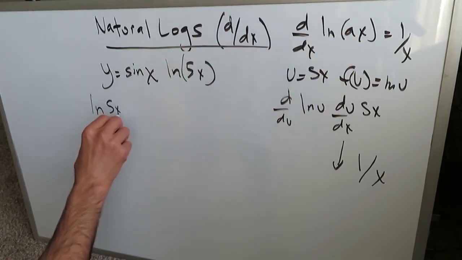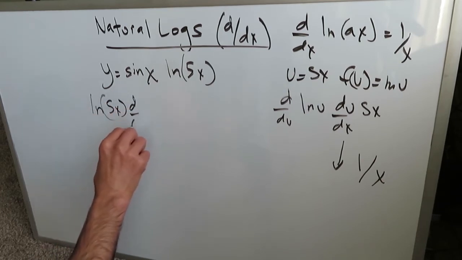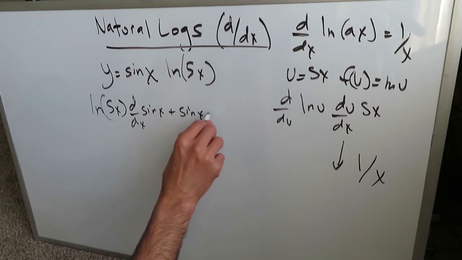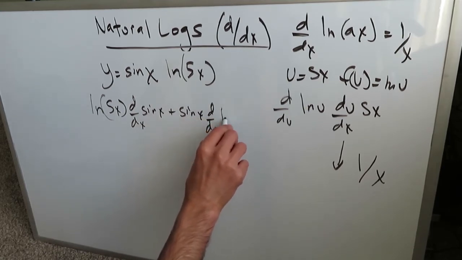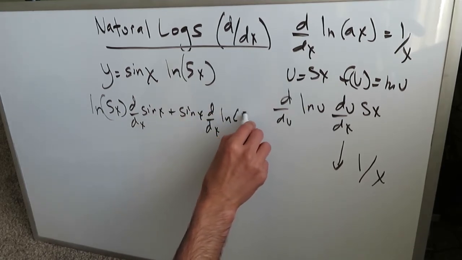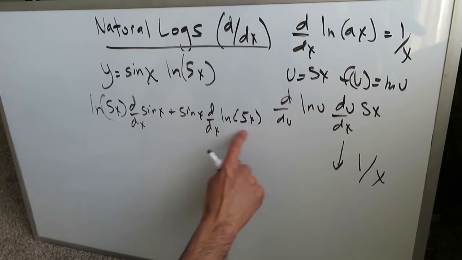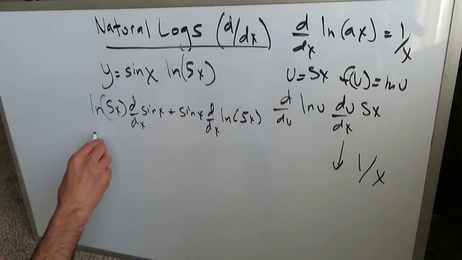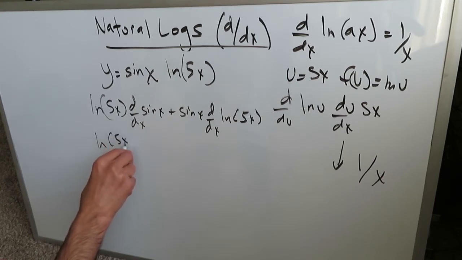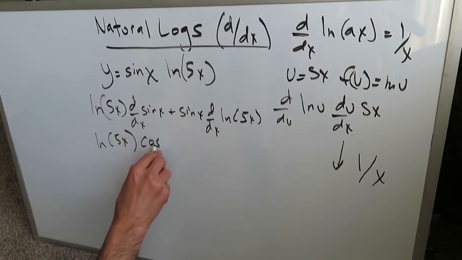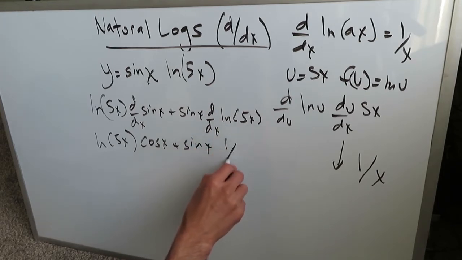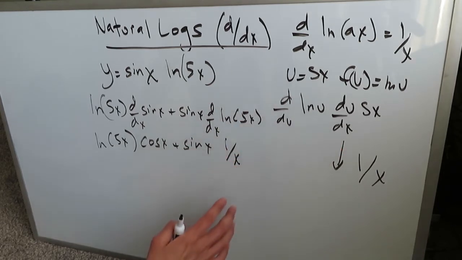Natural log 5x times the derivative of sine x plus sine x, your f function, times the derivative of your g function. This is a part where some people may want to put the chain rule because they had a doubt in their mind, which is fine. You couldn't go wrong with it. You go natural log 5x, and derivative of sine x is cosine x, plus sine x times the derivative of this, I'm just telling you, is a 1 over x, because the 5's would have cancelled out.